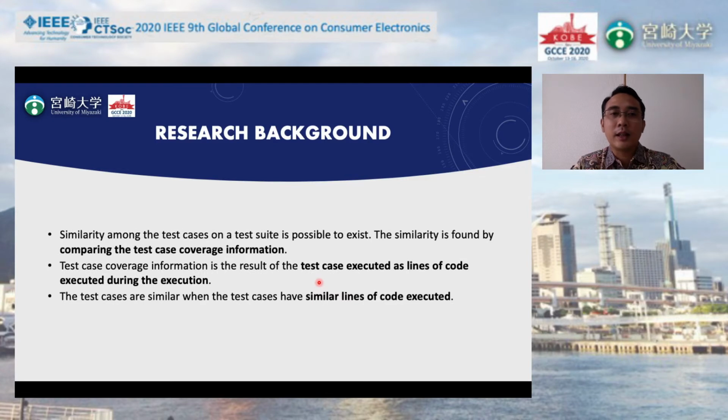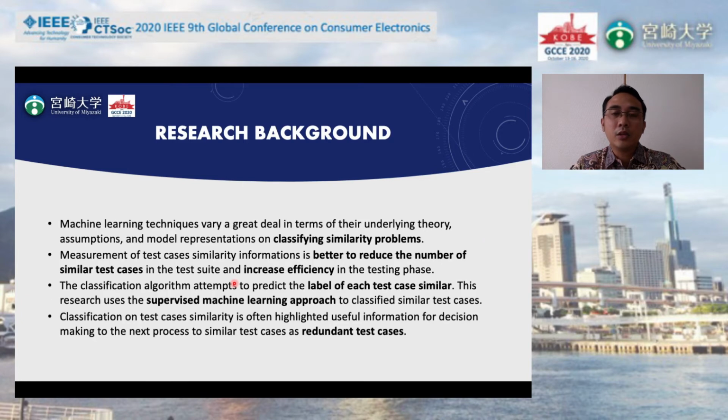Similarity among the test cases in the test suite is possible to exist in the testing process. The similarity is found by comparing the test case coverage information. The test case coverage information used in this research is the result of test case execution, as lines of code executed during the testing. The test cases are similar when they have similar lines of code executed. And also, this research uses a machine learning algorithm to classify the similarity problem.